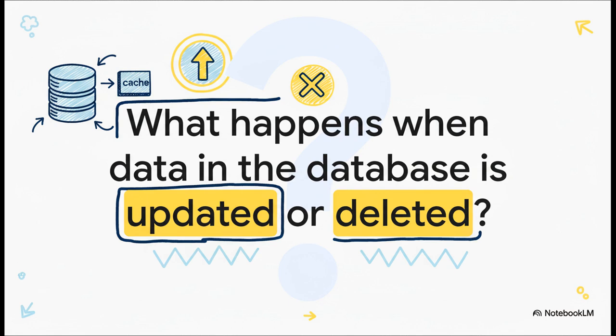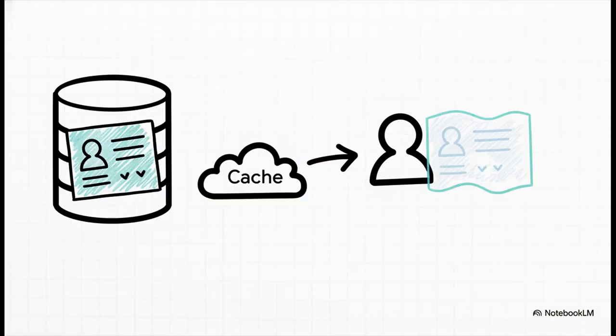That change gets saved to the main database, but the old picture is still sitting there in our super-fast Redis cache. That copy is now wrong. It's an outdated version of the truth. And this is what we call stale data. The cache is basically serving a ghost of information that's no longer real.